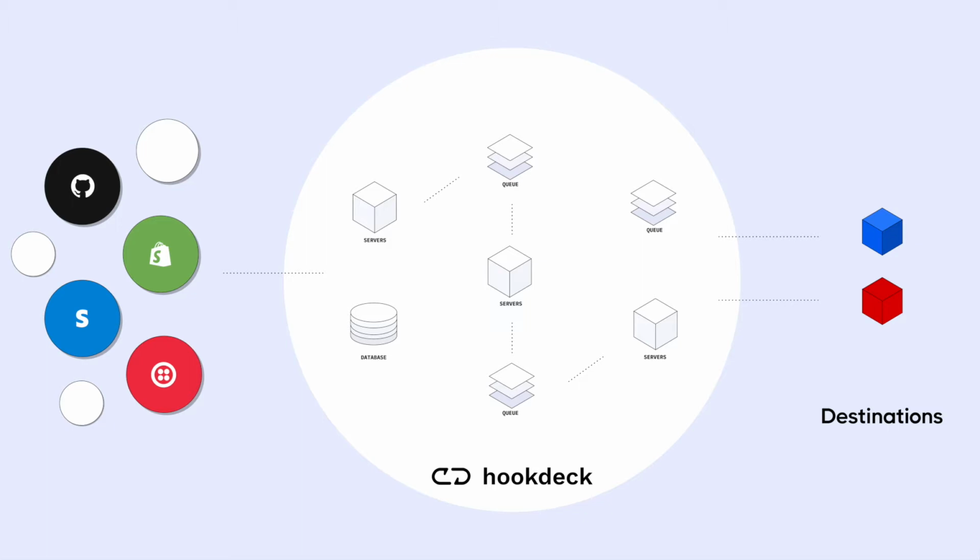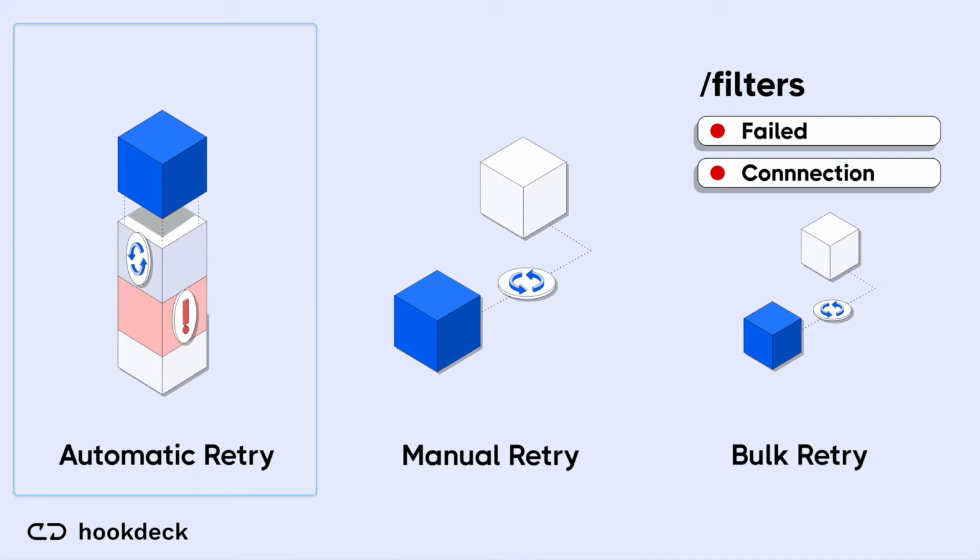However, for many reasons, an endpoint might fail to consume these webhooks. For example, when a system is down. Let's get started with the automatic retry. An automatic retry is when Hookdeck schedules a new attempt for a webhook event when the request has a failed status. The scheduled retry is based on a rule set.